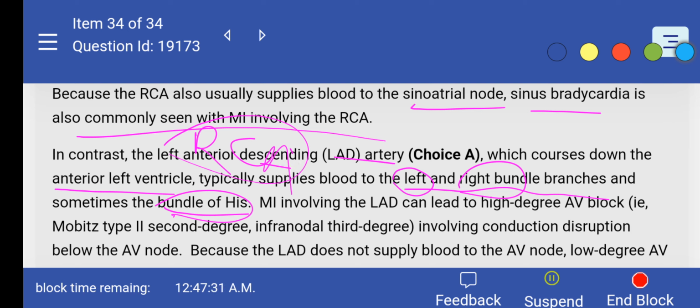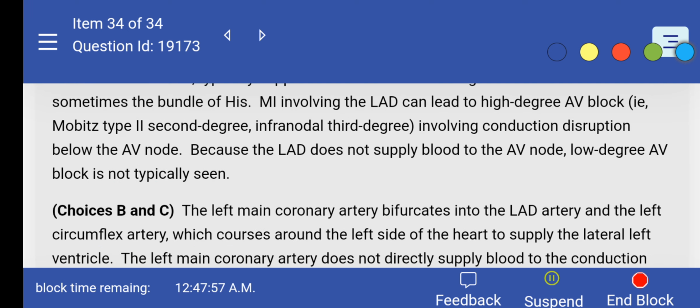Yeah. MI involving the LAD can lead to high degree AV block, for example, Mobitz type 2 second degree block, infranodal third degree block. Okay. Involving conduction disruption below the AV node. Because the LAD doesn't supply blood to the AV node, low degree AV block is not typically seen.